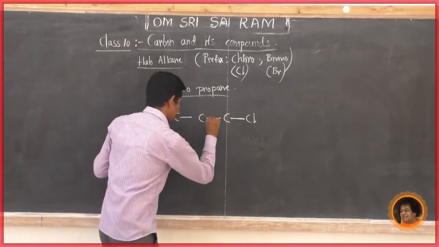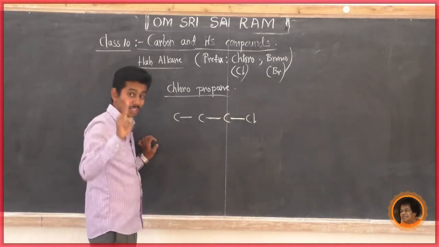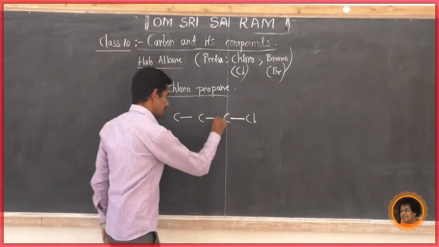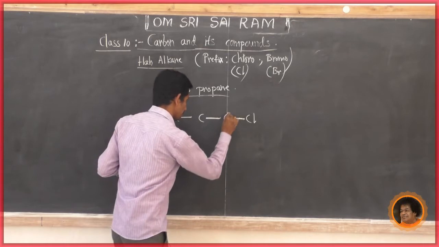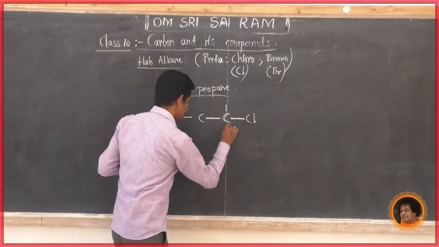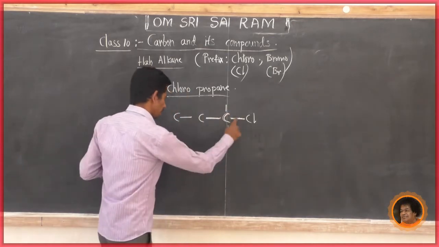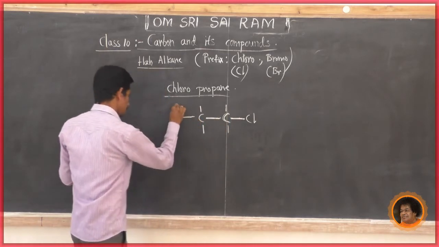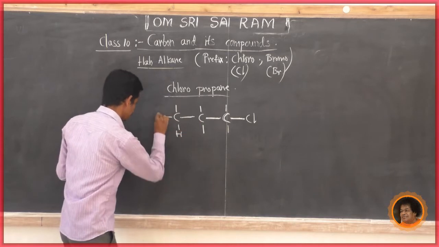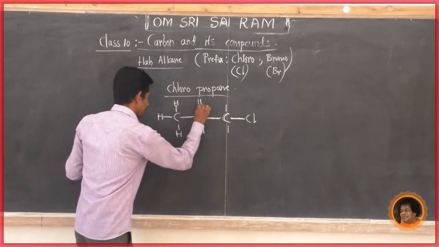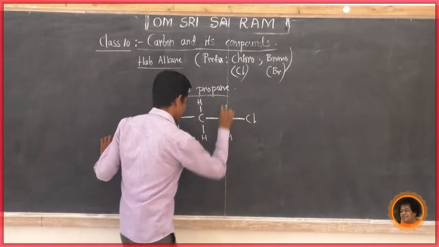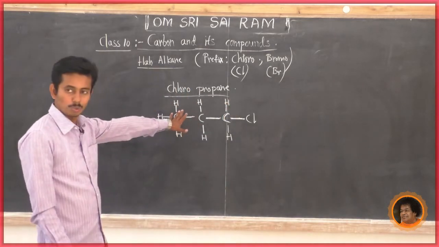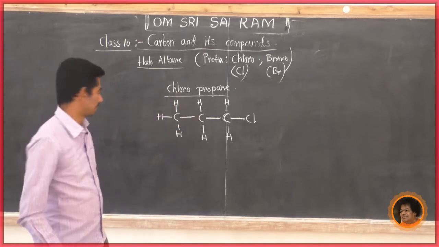Now for this carbon, there are only two lines, meaning two covalent bonds. How many lines are required? 4 lines: 1, 2, 3, 4. For this one, 1, 2, 3, 4. For this one, 1, 2, 3, 4. Write hydrogen for the rest, because it is an organic compound and contains carbon and hydrogen. So this is the structure of chloropropane.